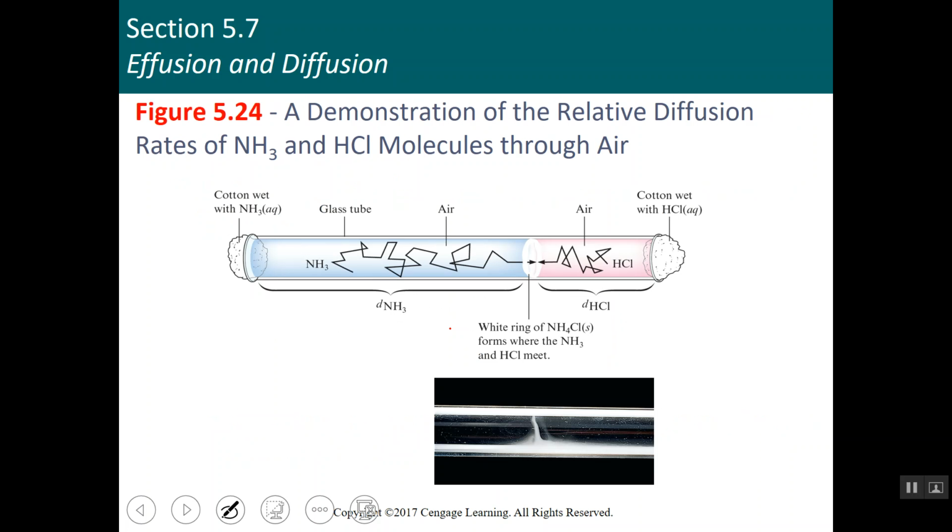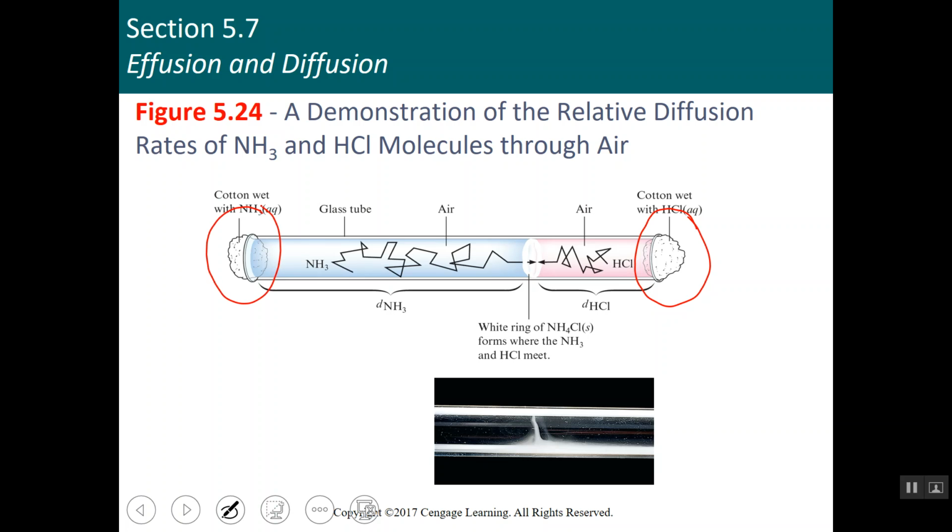And here is the last slide. This is an experiment I used to do when I taught high school. It's an interesting little experiment because it talks about diffusion rates. What you do is you take a cotton ball that's dipped in hydrochloric acid. It doesn't have to be a very strong concentration. And you have another cotton ball that you dip in ammonia.